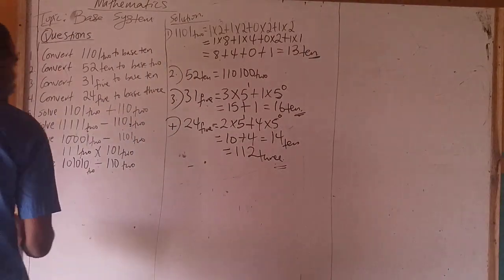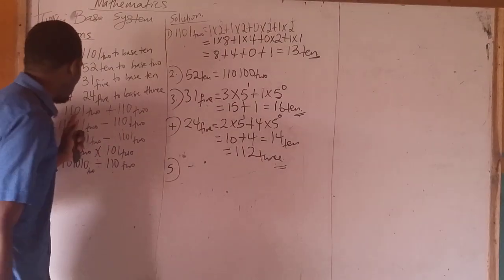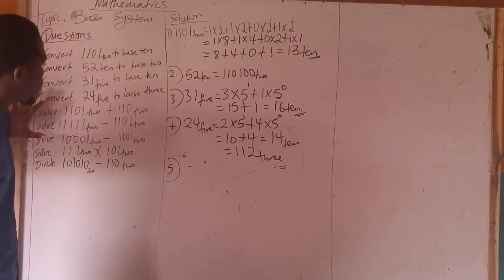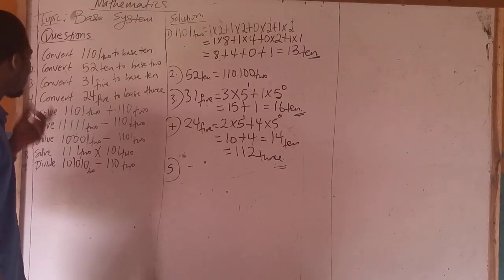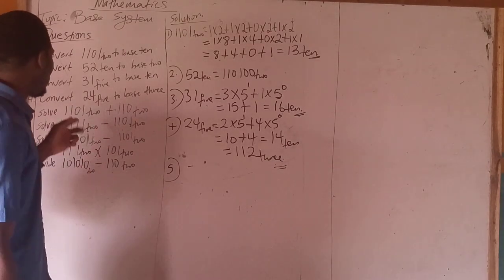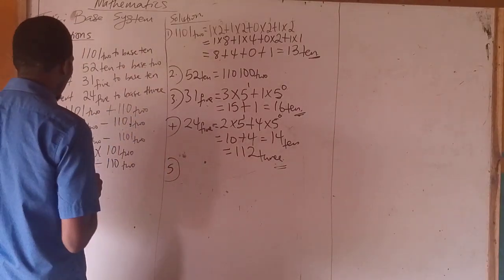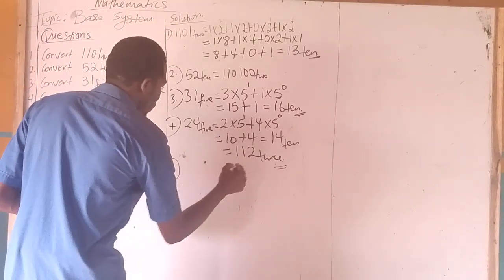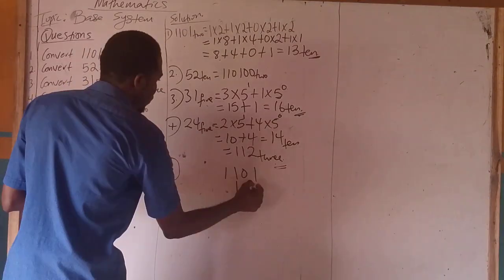Now going to question 5. They ask us to solve. Question 5 is all about what? Arithmetic. We are solving arithmetic, addition and subtraction, multiplication and division of bases. So we have the first one. We are going to do it very neatly. We have 1 1 0 1. Then we have 1 1 0.